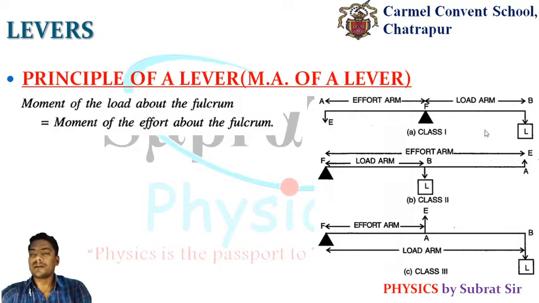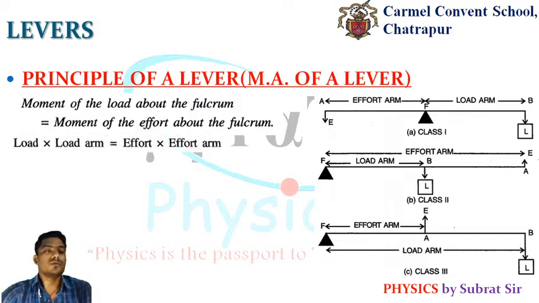Here see this one, L is downward, here also effort is downward. So here the load arm is in clockwise direction, but the effort arm acts in anti-clockwise direction. So you can say that the anti-clockwise moment is equal to the clockwise moment. The anti-clockwise moment of effort is equal to the clockwise moment of load. So now we can write like this: the moment of load can be written as load into load arm, and the moment of effort can be written as effort into effort arm. So force, and this one is the distance from the axis.